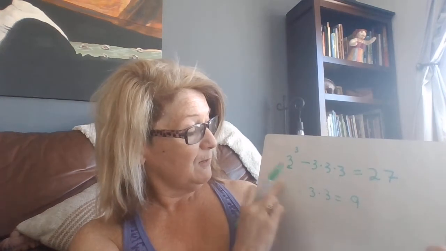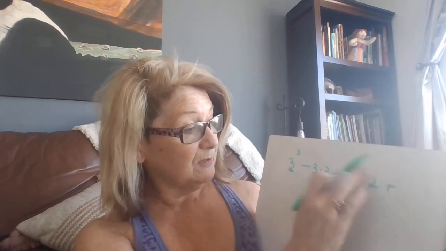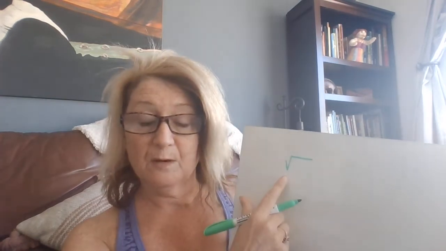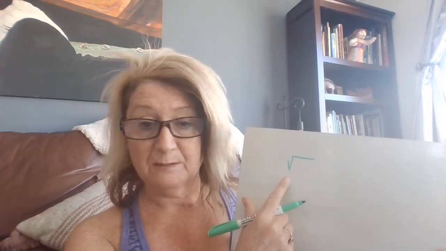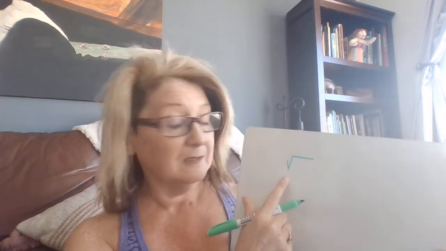So when we talk about finding the square root of a number, we use this symbol here. And that symbol almost looks like a dividing sign, but it's not. It's not the divisor sign. This is called a radical, the radical sign.